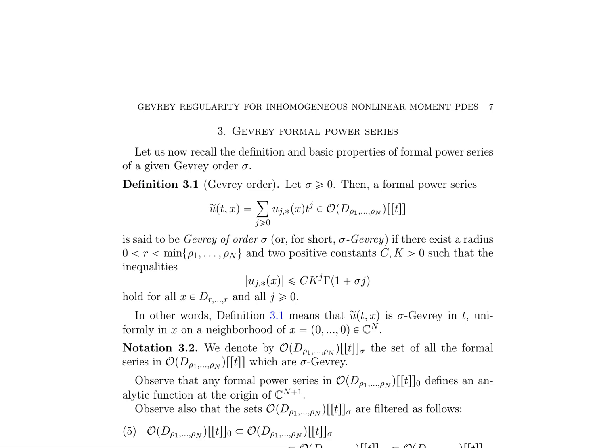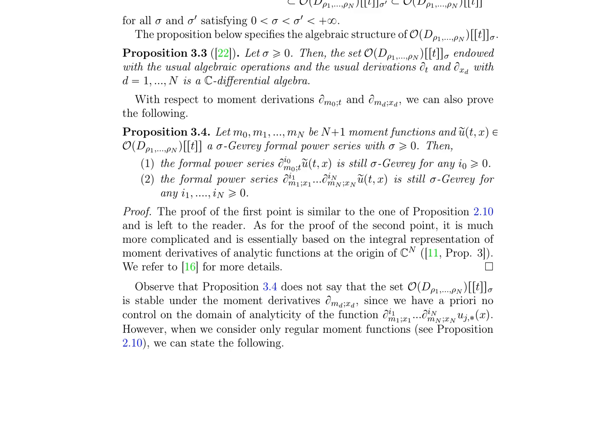The paper also explores the algebraic structure of the set O(D_{ρ1,…,ρn})[[t]]_σ, showing that it forms a C-differential algebra under certain conditions. The authors then delve into the concept of modified Nagumo norms, an extension of classical Nagumo norms tailored to moment differential operators. These norms are defined based on the idea of majorant series and provide a way to measure the size of an analytic function on a polydisk.